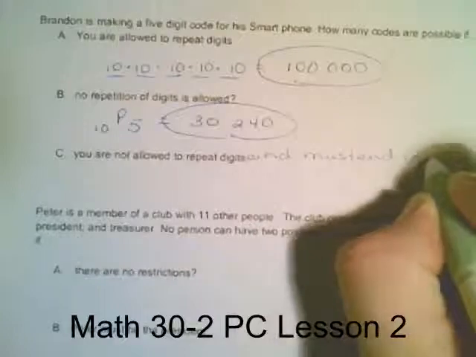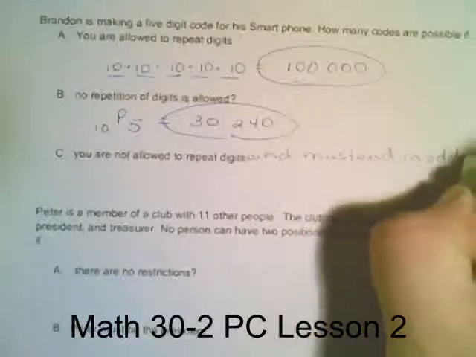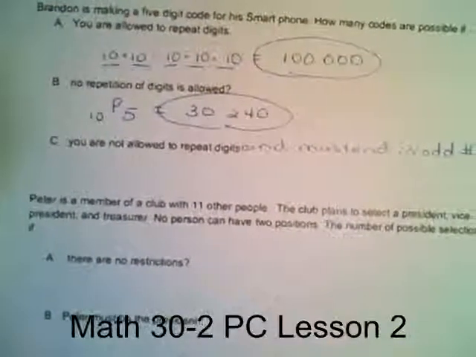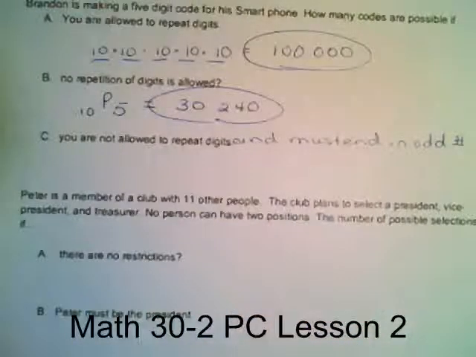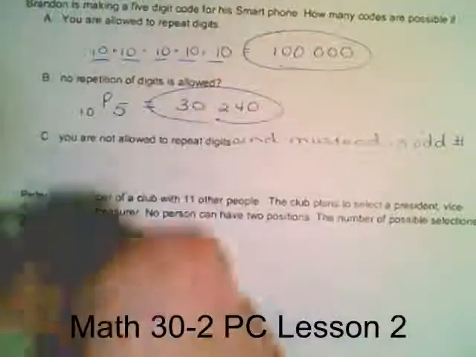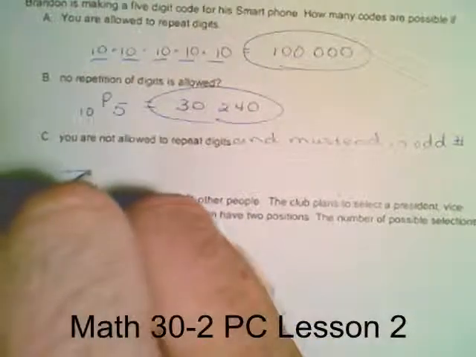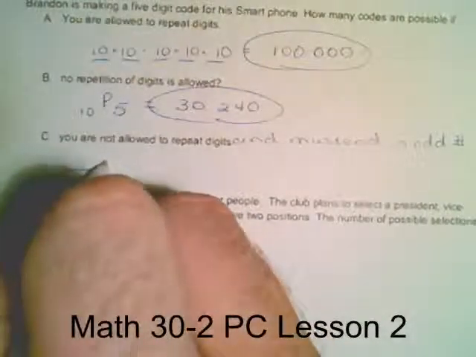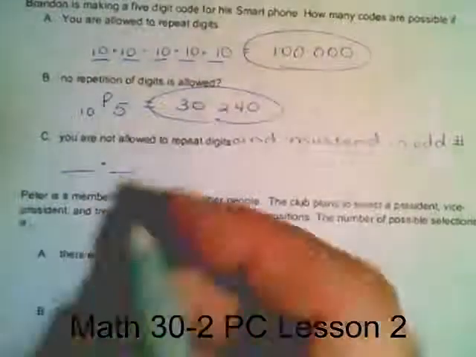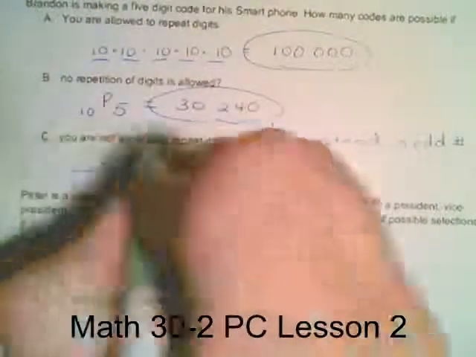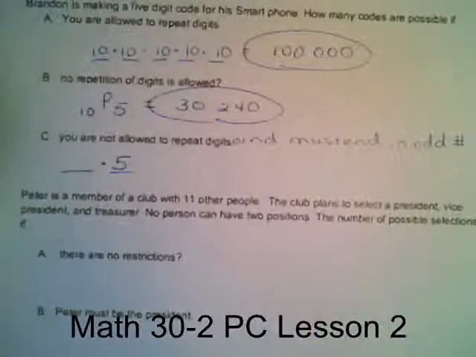C, you are not allowed to repeat digits. This is the same thing, so I'm going to change this. You're not allowed to repeat digits, and it must end in an odd number. Okay? So if you're not allowed to repeat digits and it must end in an odd number, this is one of those situations where you end up using both. You've got the first 4 and you've got the last digit.